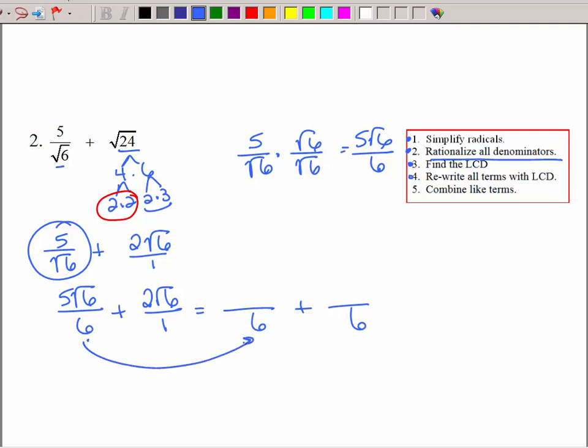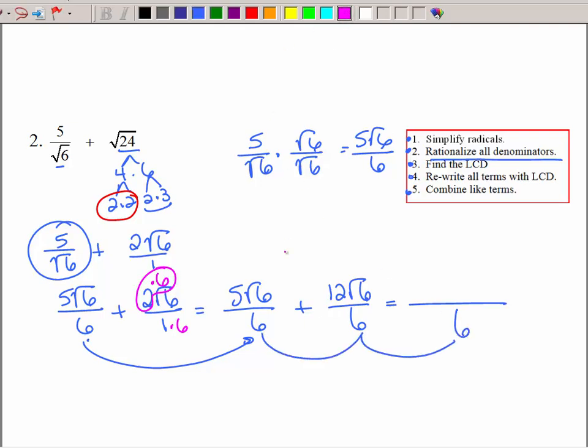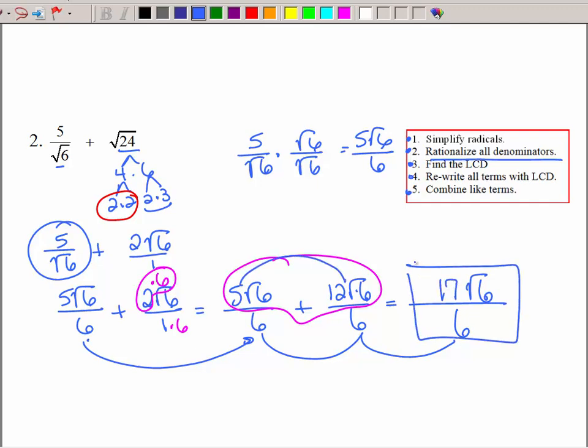So this is already 6, so we keep that numerator. This one I need to multiply times 6, and I want to multiply outside that radical. So that's 12 times the square root of 6. And then I need to combine like terms. Fraction, keep the denominator. And then if there's any like terms on top, collect those. They're the same radical, so keep the radical. Add those coefficients.